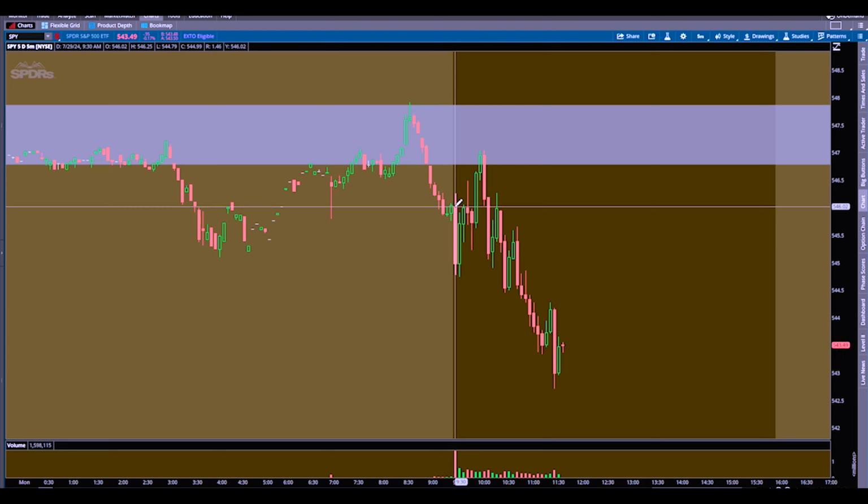This is just my strategy. Let me know what you think. If you have any tips, drop them in the comments. I'm always open to seeing what you're seeing and how you're trading, but this has been working well for me.